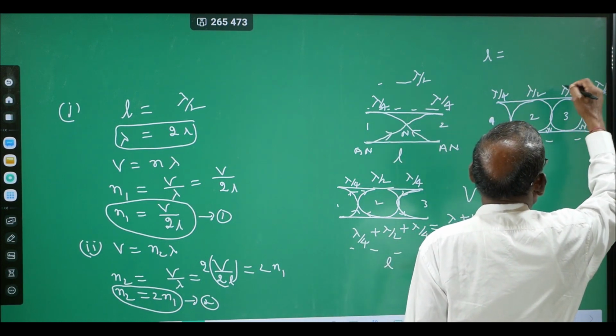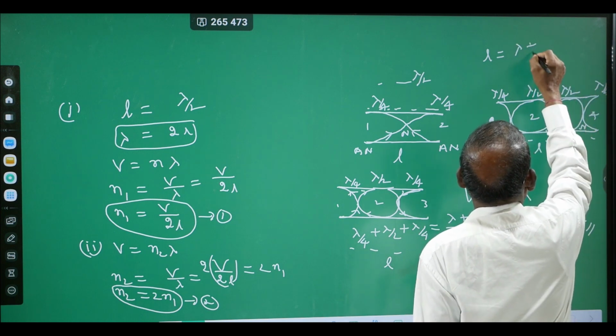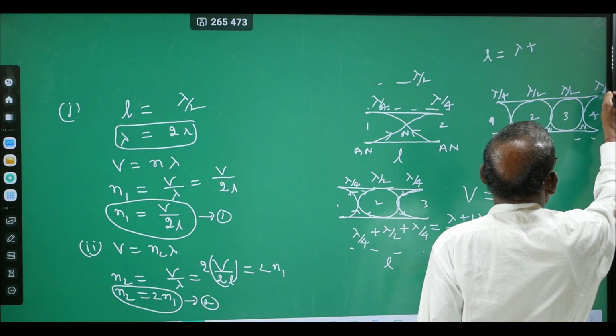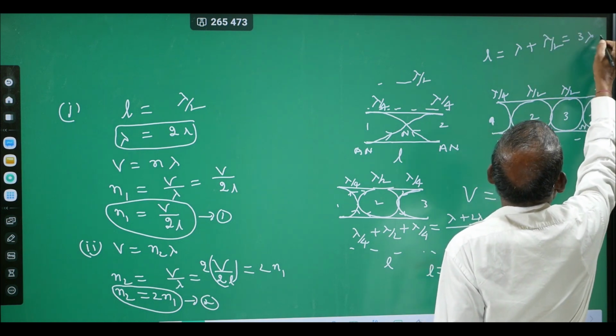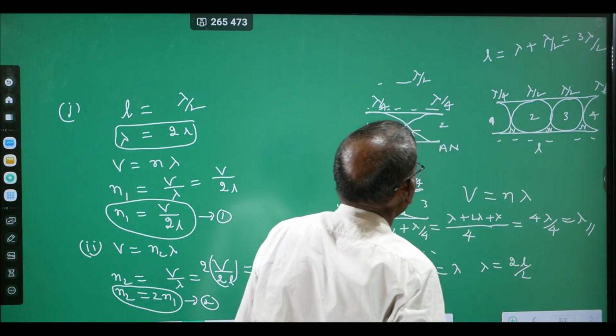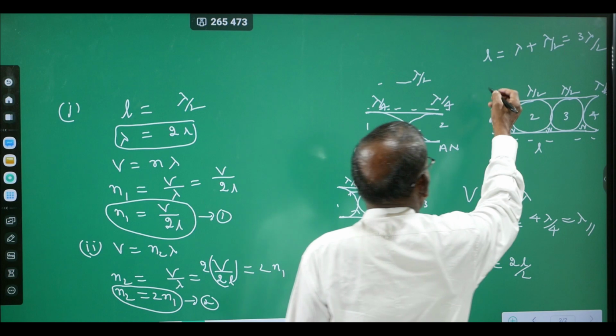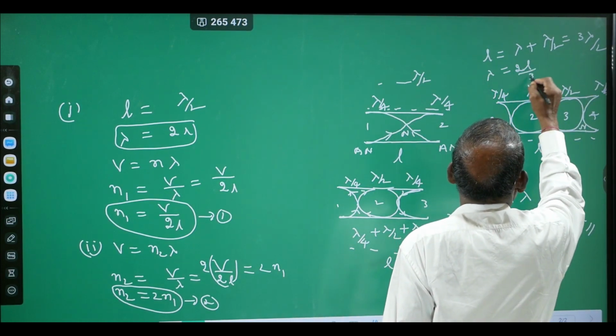if you add all these, lambda by 2 plus lambda by 2 is lambda. Lambda by 4 plus lambda by 4 is lambda by 2. That is 3 lambda by 2, that is the total length. So lambda is equal to 2L by 3.